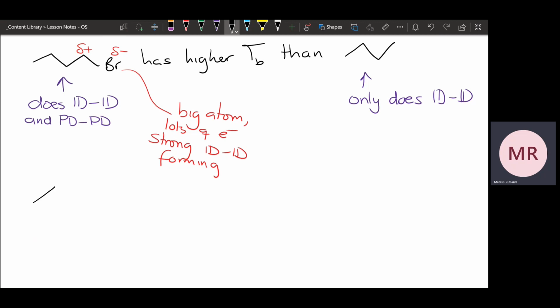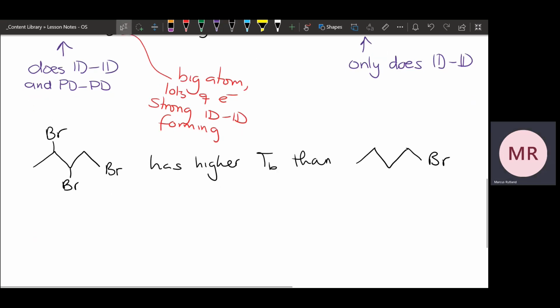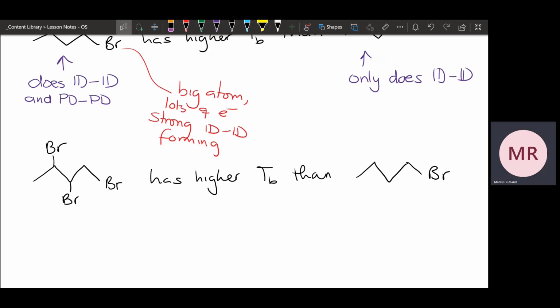Okay, there's more though. You ought to be able to say that if you have this with multiple bromines, that has a higher boiling point than just the one. And the reason, well, pause. Can you think of a reason why that multiply brominated butane, what is that, 1,2,3-tribromobutane, has a higher boiling point than just 1-bromobutane?